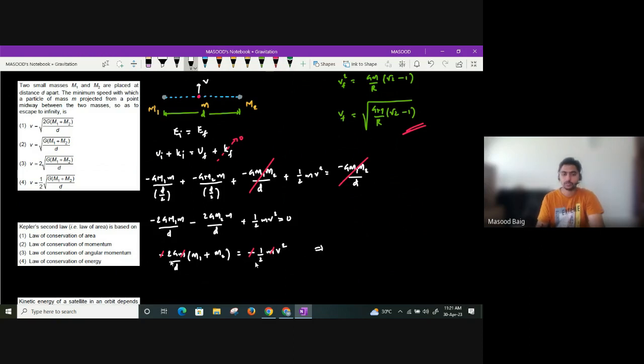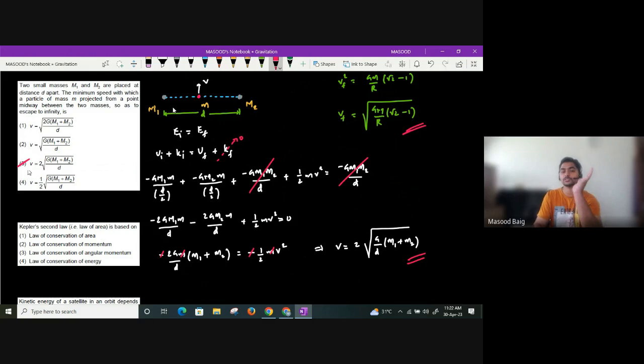So we'll get 4 times again. What will the v value be? It will be 2 times root over G by d into m1 plus m2. Is that clear, everyone? Understood or not? 2 times root of G by d into m1 plus m2.